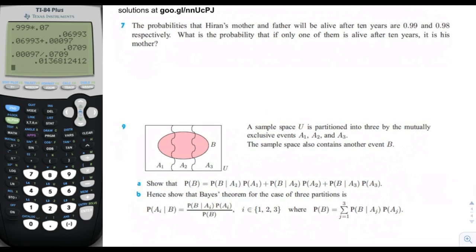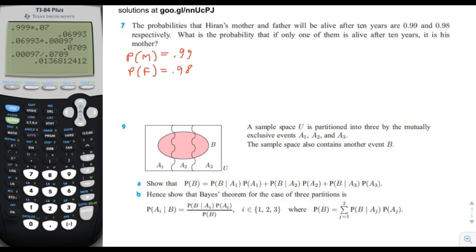Okay, so let's take a look at, let's see, the probability that the mother will be alive is 0.99. Probability that the father will be alive after 10 years is 0.98. What is the probability that if only one is alive after 10 years, it is his mother?